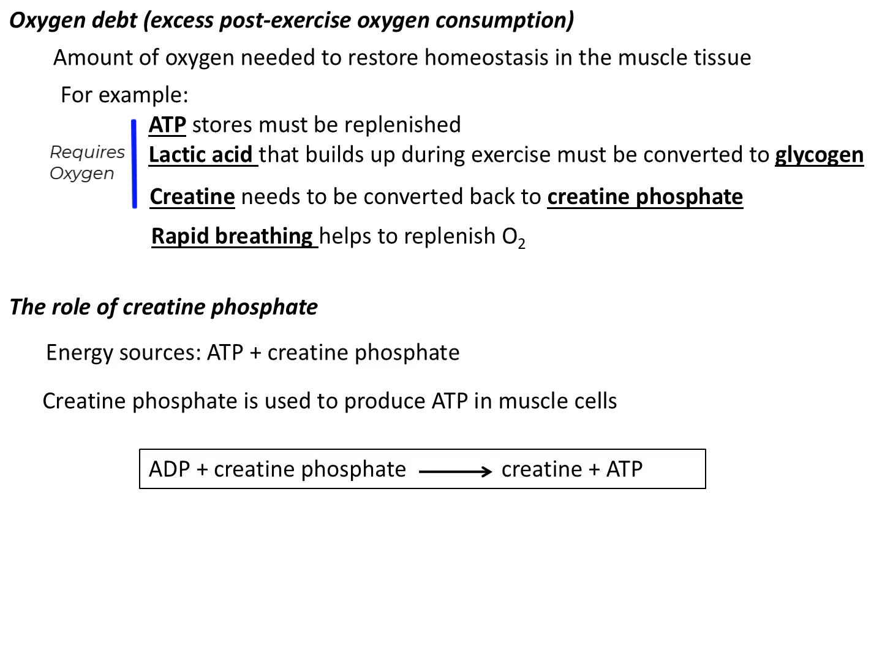Creatine phosphate can be used in muscle tissue to help with ATP generation. It does this through a chemical reaction where the phosphate from creatine phosphate is added to ADP to make ATP.